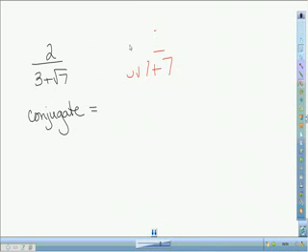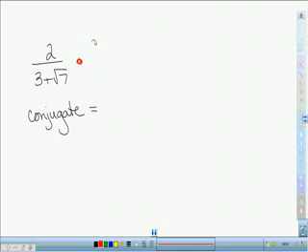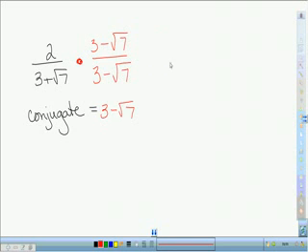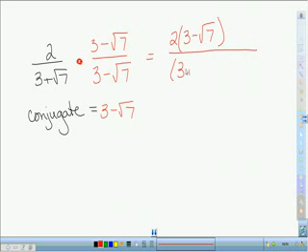So you have to think back to Algebra 1 when you learned about foiling, multiplying binomials together. We're going to multiply by 3 minus the square root of 7. And so therefore, 3 minus the square root of 7 is called the conjugate. So in the numerator, we have 2 times 3 minus the square root of 7. And in the denominator, we have 3 plus the square root of 7 times 3 minus the square root of 7. Now, of course, we have to multiply all that out.